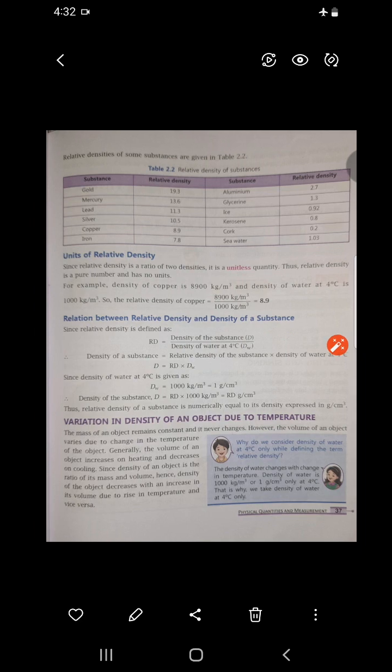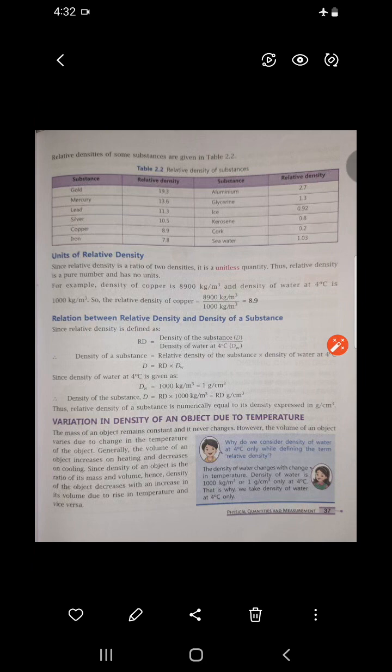Now another thing, the relation between relative density and normal density. Relative density is equal to the density of a substance divided by the density of water at 4 degrees Celsius. That is the formula. And the relation of density and relative density is: density equals relative density times 1000 kg per meter cube. From that formula we can calculate this, because water density is 1000 kg per meter cube. Also, density is equal to relative density numerically, but relative density has no unit.